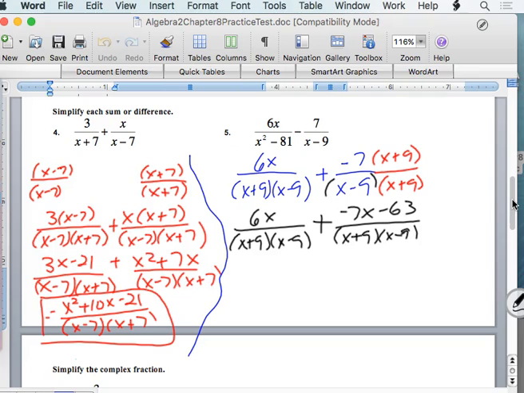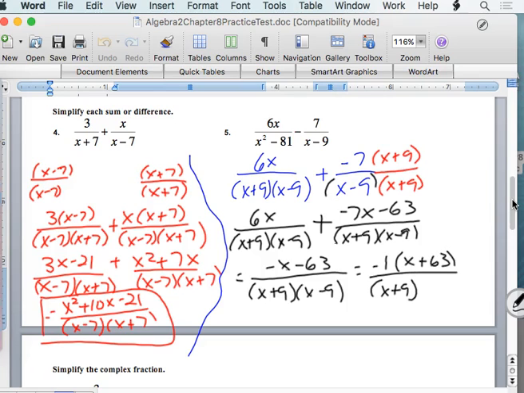Common denominators, we can put them together. 6x minus 7x will be minus x minus 63 over x plus 9 times x minus 9. Any chance we won't be able to factor it? No, I mean, even if we pulled the negative 1 out, we're still left with x plus 63. We don't have any x plus 63s down there. It doesn't hurt to do this. That shows me that you knew to try. Just nothing.